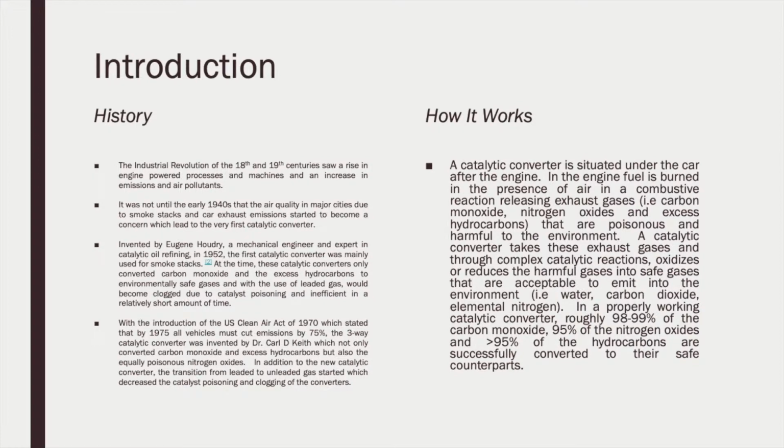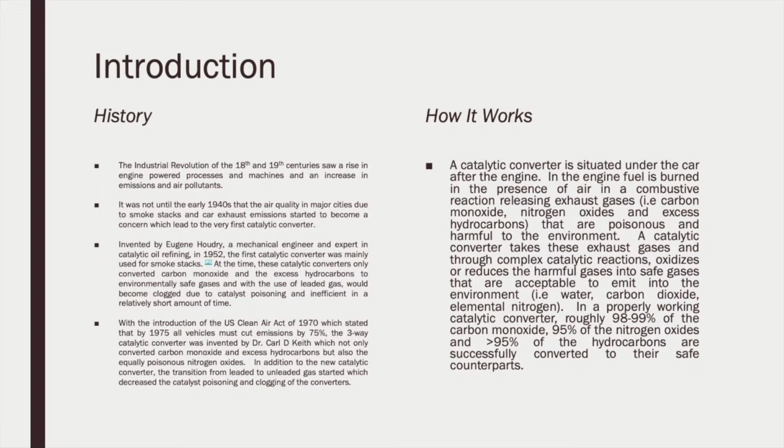Invented by Eugene Houdry, a mechanical engineer and expert in catalytic oil refinery, in 1952, the first catalytic converter was mainly used for smokestacks. At this time, these catalytic converters only converted carbon monoxide and excess hydrocarbons to environmentally safe gases, and with the use of leaded gases, would become clogged due to the catalyst's poisoning and inefficient in a relatively short amount of time.